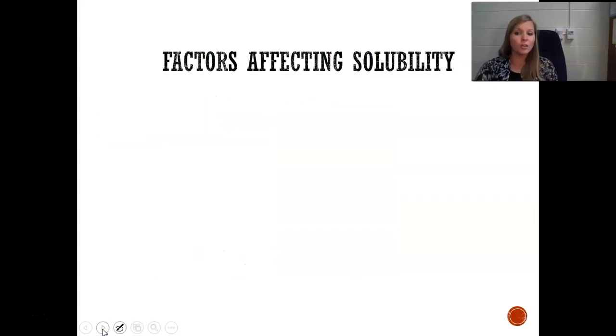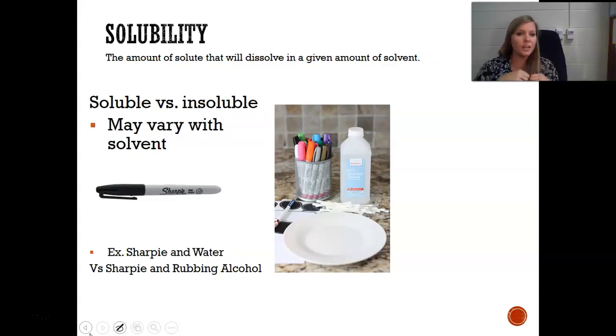So I totally thought I had a picture there. So solubility varies with the solvent. Think about sugar water and sand and water, right? Sand and water, that's insoluble. They do not mix together. Sugar water, that's soluble. They do dissolve.